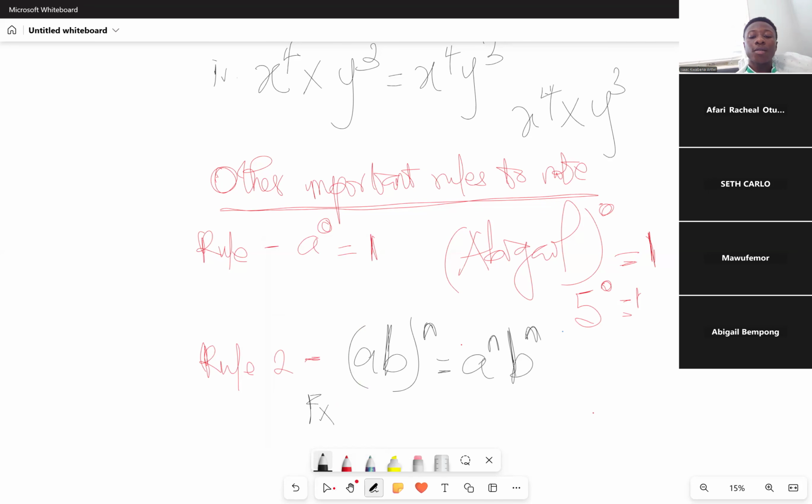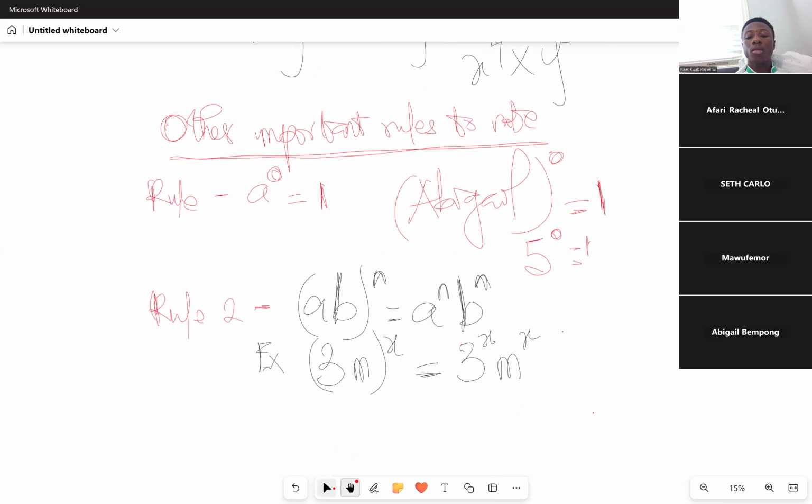So if you have 3m to an index of x, you see that I said the index affects each thing in the bracket. So 3 will be affected by the x, then m will be affected by the x. That's what I mean. Let me know if you understand.